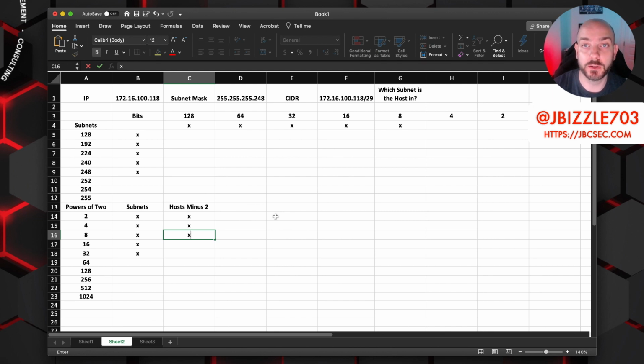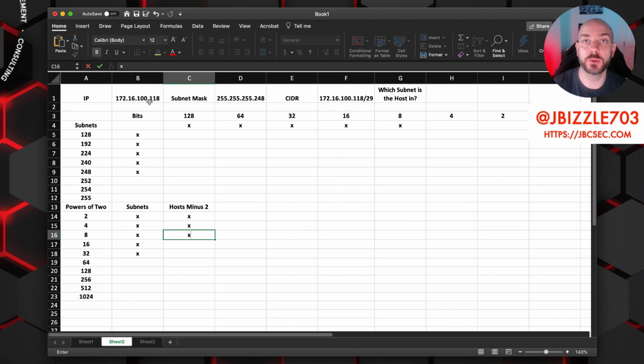Now, how are we going to go about finding out which particular subnet this falls in? Well, remember, it's going to start back at 172.16.100.0, which is going to be the first subnet, and that's going to be a /29, and it's only going to have 8 IP addresses in it.